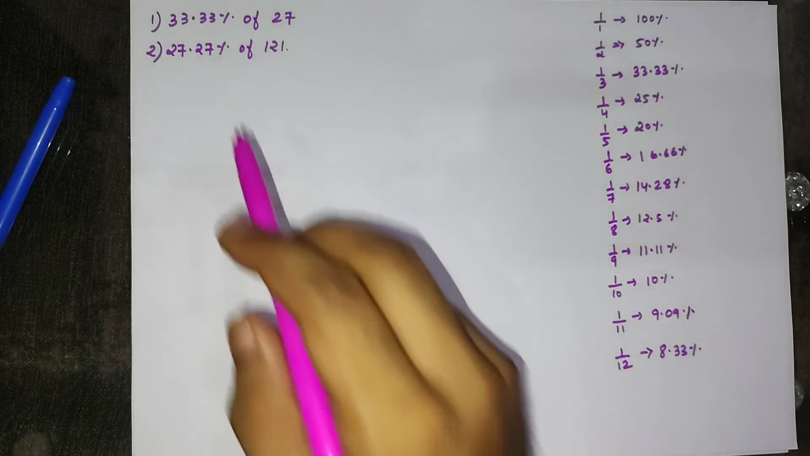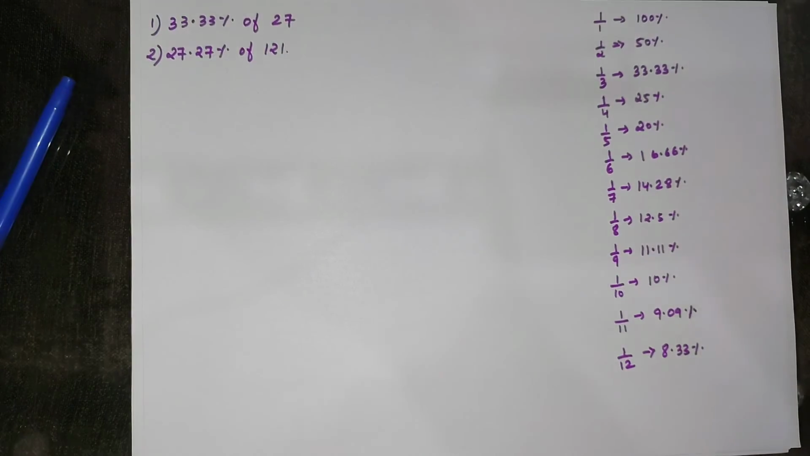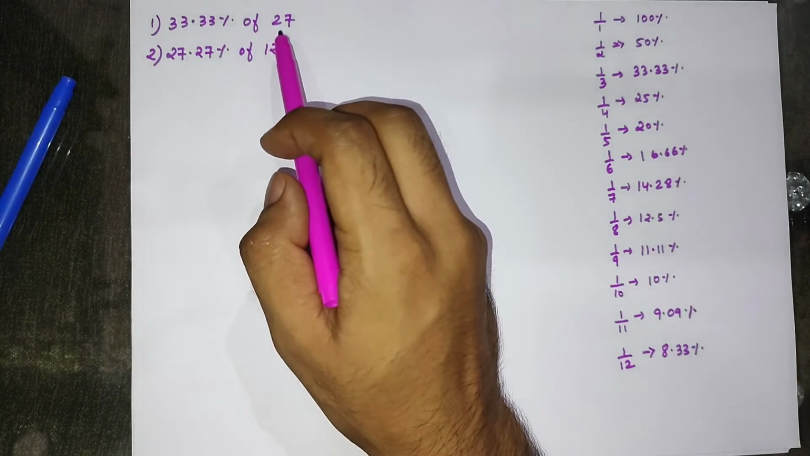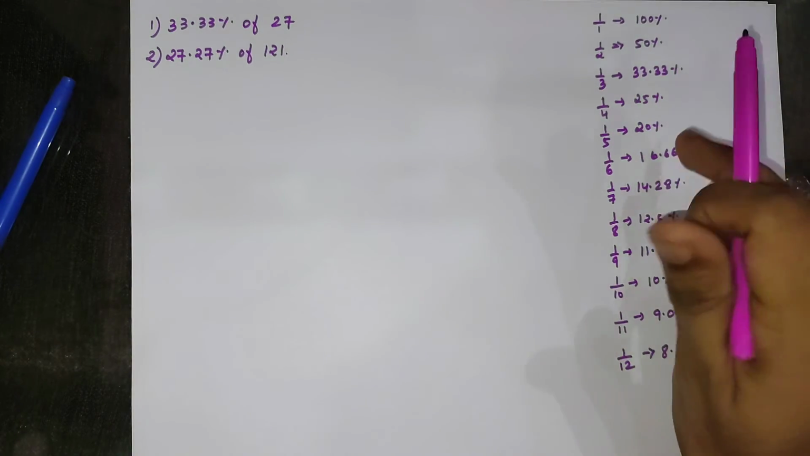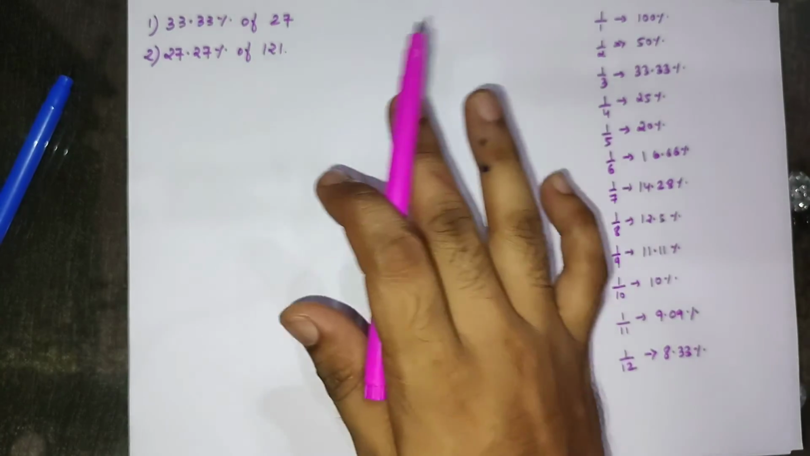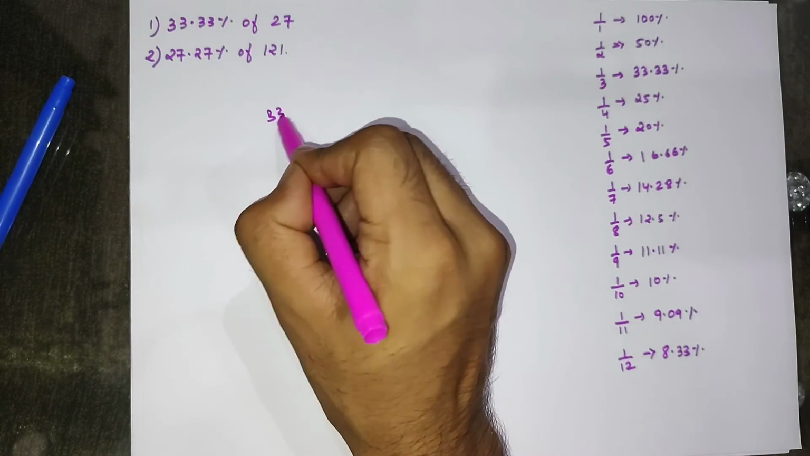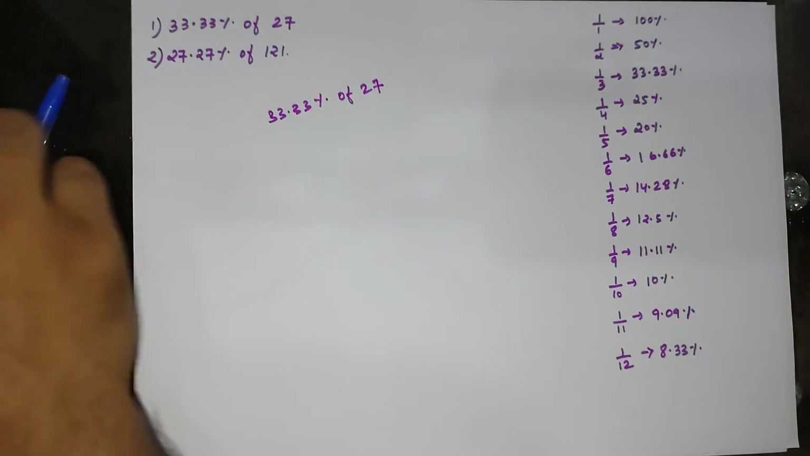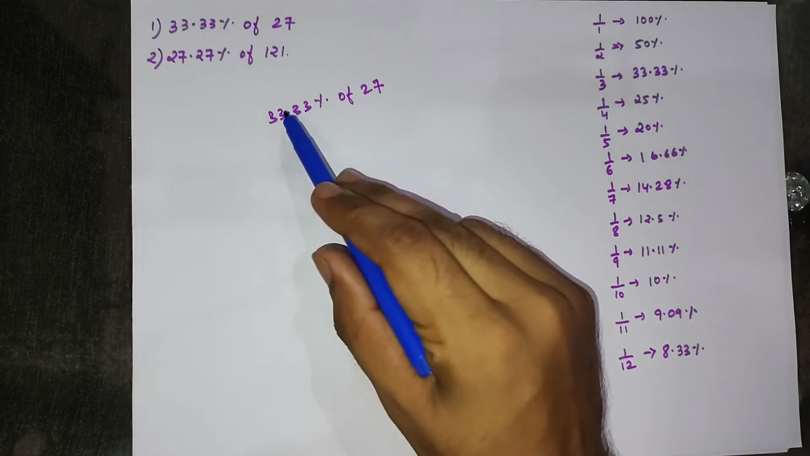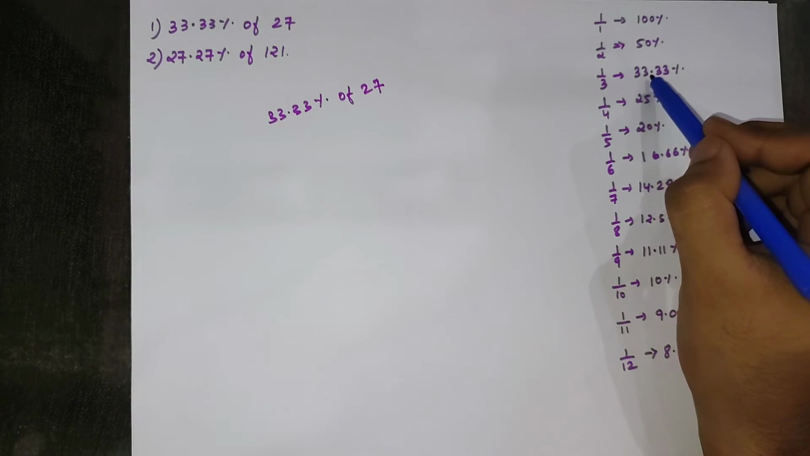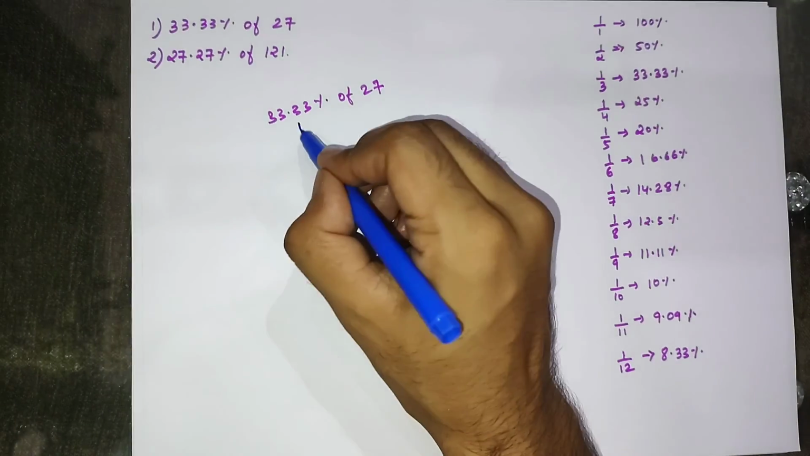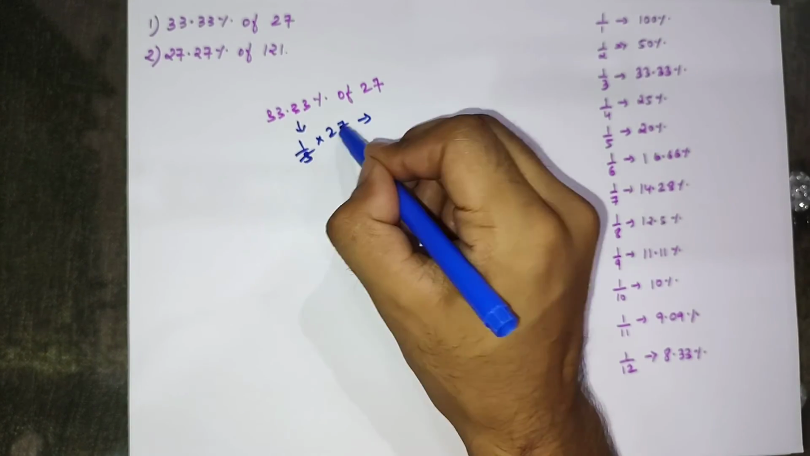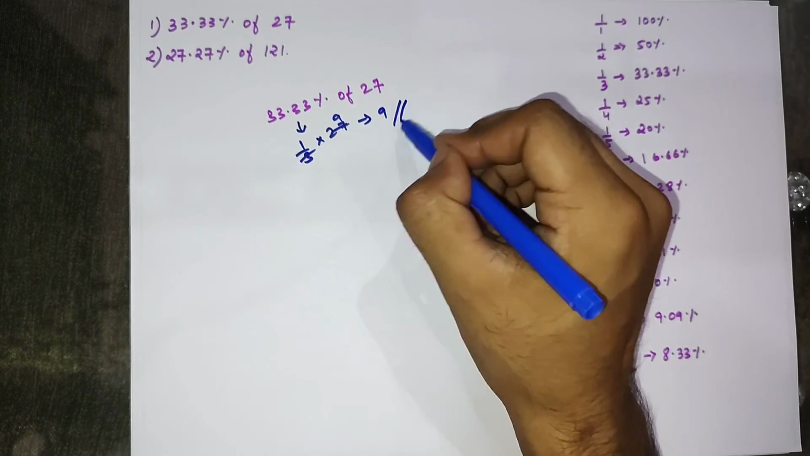So now coming to these questions. The question is 33.33% of 27. Earlier, when we did not know these values, this question was very hard for us. 33.33% of 27, how can we solve this? We'll look at the table. 33.33%, in terms of fraction, will be 1 by 3. So it will be 1 by 3 into 27. 3 ones are 3, 3 nines are 27. So 9 will be the answer.